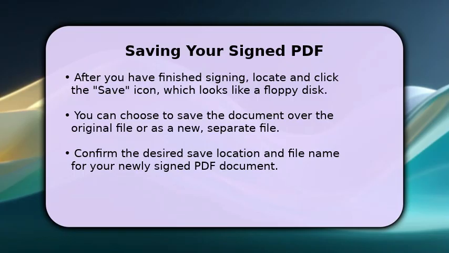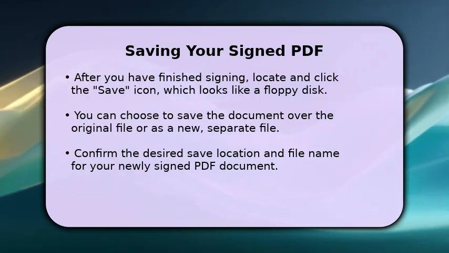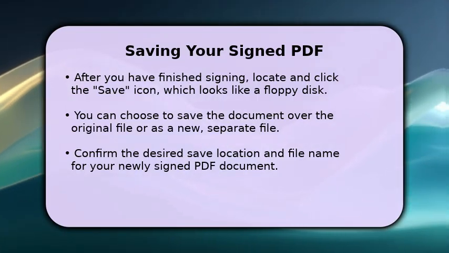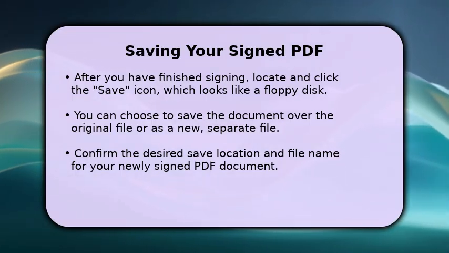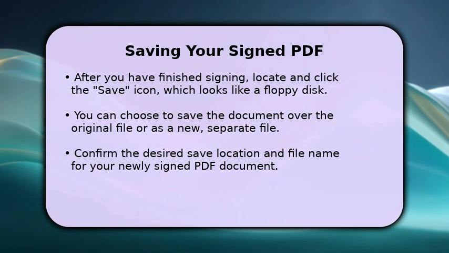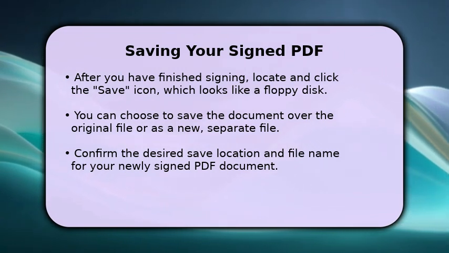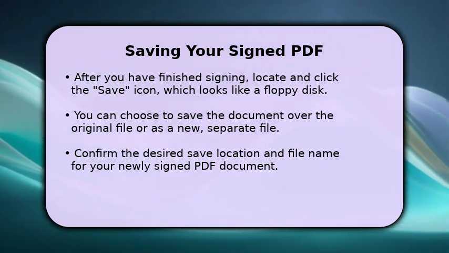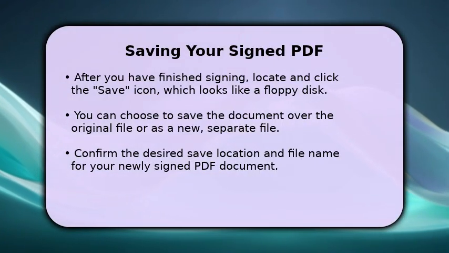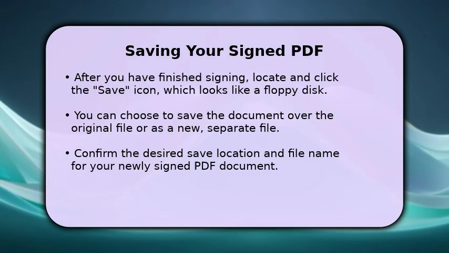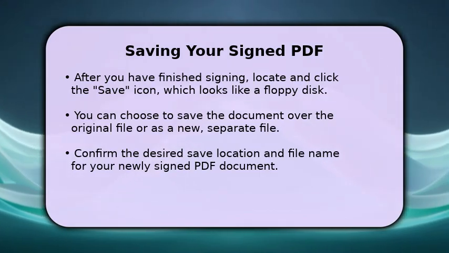Once your signature is perfectly placed, the final step is to save your work. Look for the Save icon, usually represented by a floppy disk, in the top toolbar and click it. You'll then have the option to either save over the original PDF or save it as a new file, which is often a good idea. Make sure to confirm your preferred save location and give your signed document a clear file name.